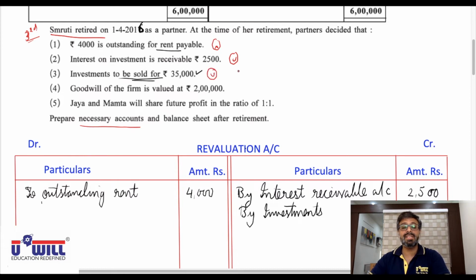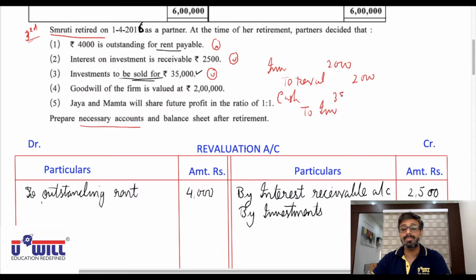So for investments, two entries can be passed. First, investment account debit to revaluation. First we increase its value by 2,000 and then we sell it for 35,000. So cash account debit to investments account with 35,000. Two entries will come. First we increase its value by 2,000, so investment account debit to revaluation.